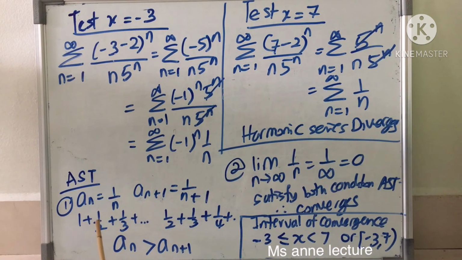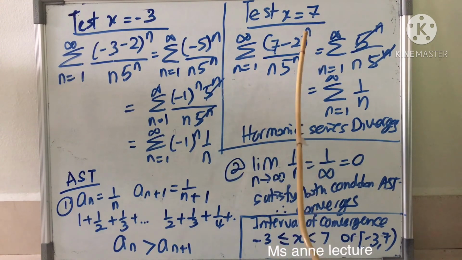Then you substitute the values of a_n: you get 1, plus 1 over 2, plus 1 over 3, and for a_(n+1) you get 1 over 2, plus 1 over 3, plus 1 over 4, and so on. When we compare the elements, we get a_n greater than a_(n+1). So we test the second condition of the AST: the limit as n approaches infinity of 1 over n. When we substitute infinity, we get 1 over infinity, which is equal to 0. We satisfy both conditions of the alternating series test, so this one converges.